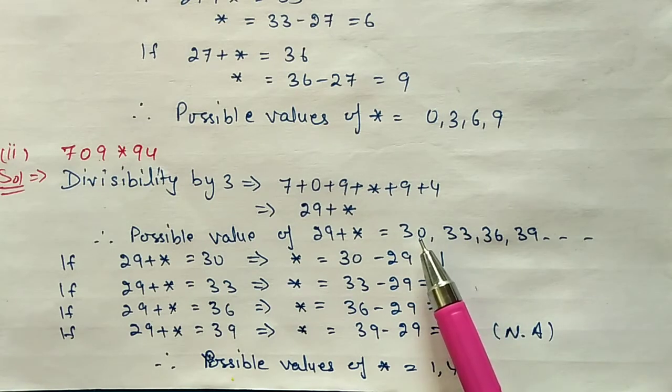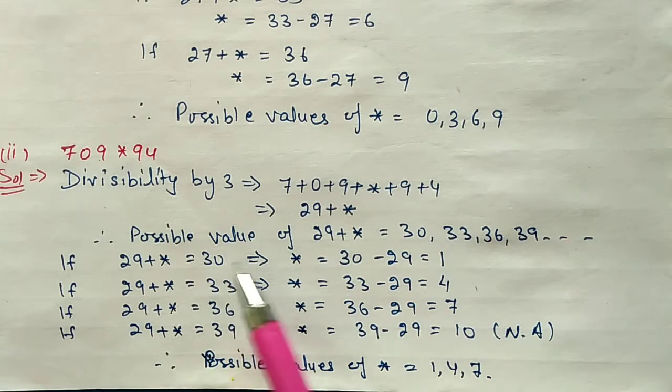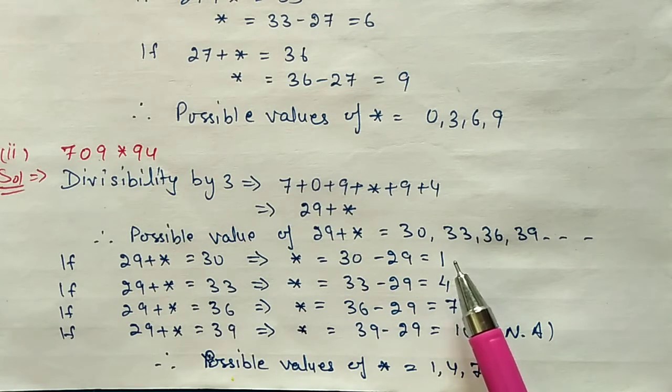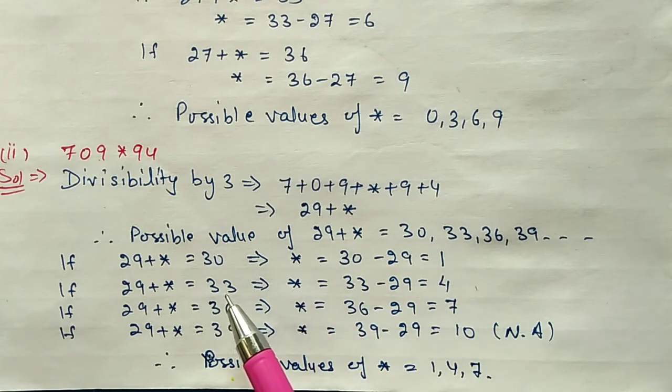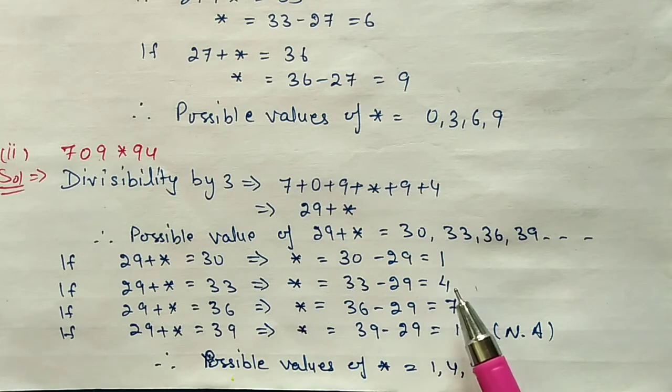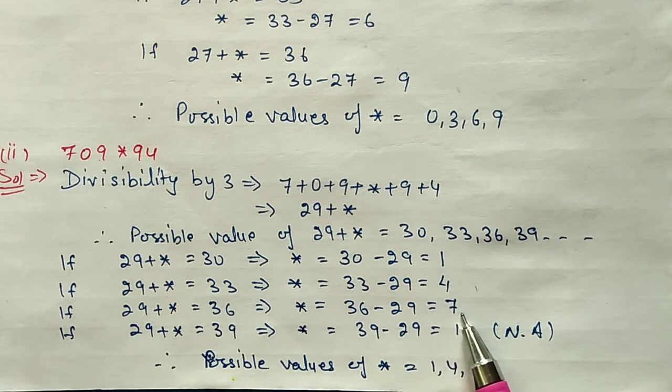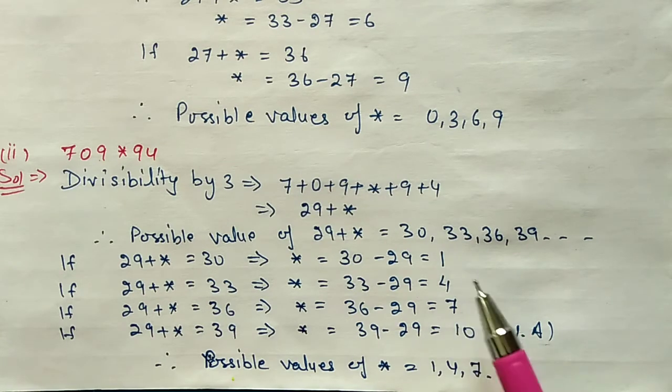If we take 30, 29 plus star is 30, then we are getting star value 1. Then if we take 33, in that case star value we are getting 4, and if we take 36, in that case star value we are getting 7. For 39, this value we are getting 10, which is not applicable. So we will stop here. So possible values of star will be 1, 4 and 7.